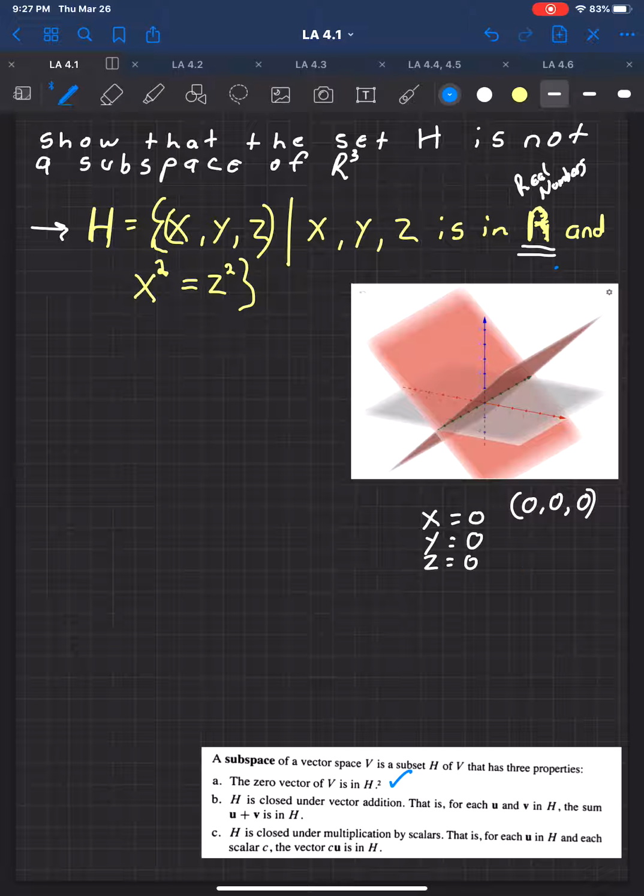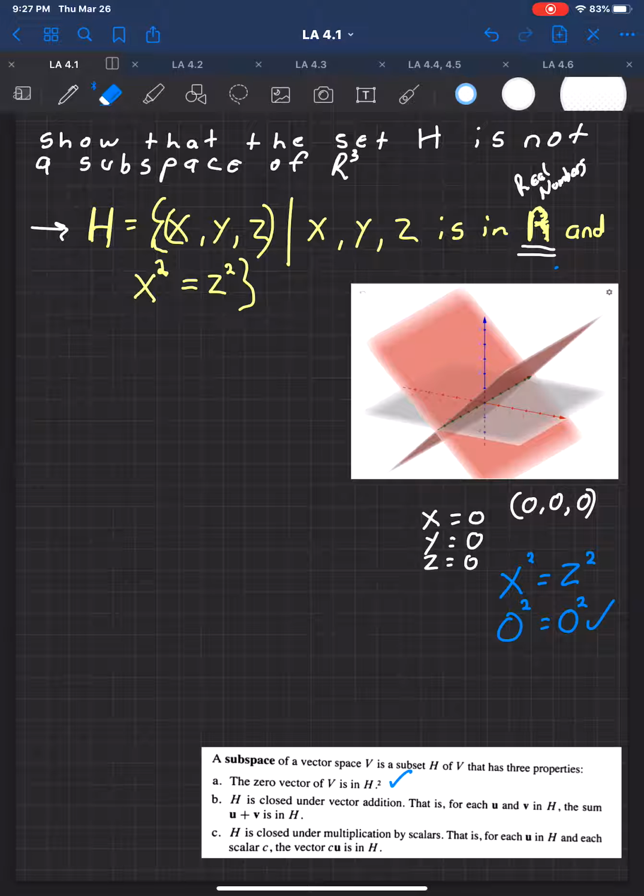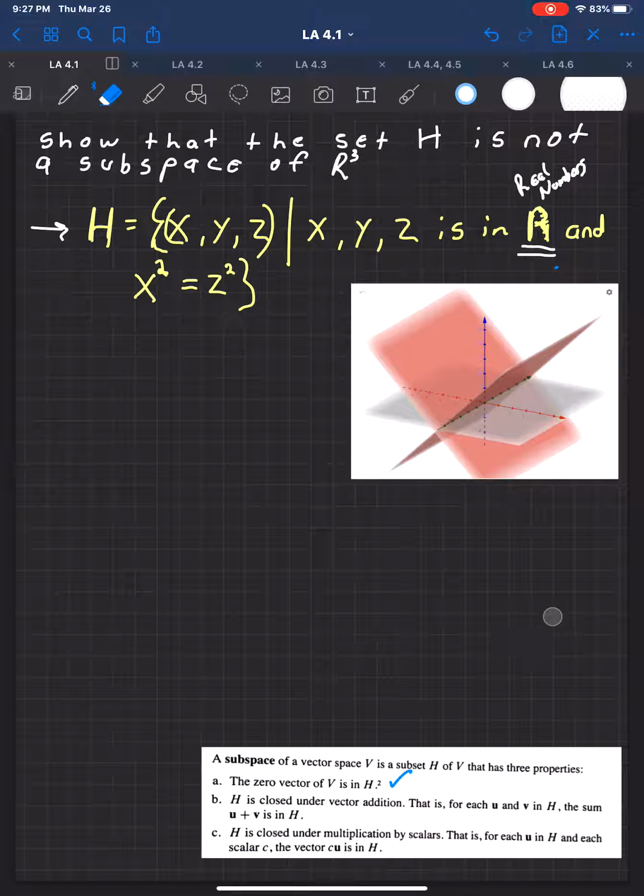Well, since x squared must equal z squared, if I chose 0 for x and 0 for z, 0 squared does equal 0 squared. So do you see how you can show that the zero vector is in H, regardless of whether you have access to some type of three-dimensional plotter? All right, so now let's continue. Let's see what else we have to prove.